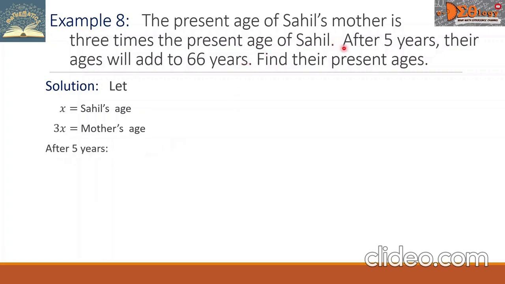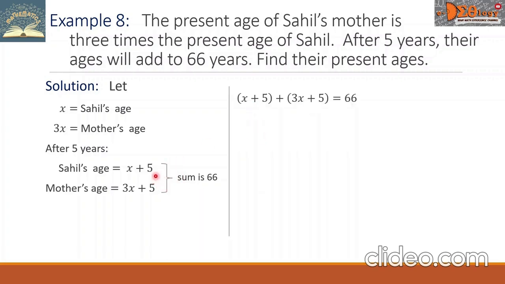Now, second sentence, after 5 years, Sahil's age will be this x plus 5. On the same way, mother's age will be this 3x plus 5. And in the problem it says, when we add Sahil's age and mother's age, after 5 years, the sum will be 66. So we put this in the equation. So this x plus 5 plus the 3x plus 5, total is 66. Let us now solve for x.